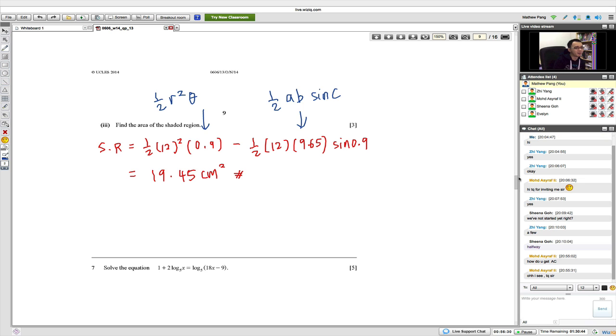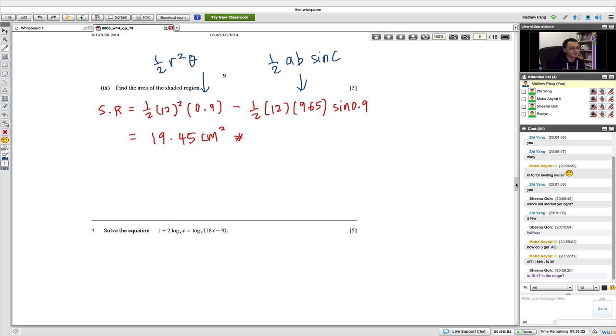So any problem for circular measure? Is 19.47 in the range? Okay, this one I have to check the marking scheme. The marking scheme says between 19.4 and 19.5. So 19.47 is in the range. Okay. Yeah, so I think 19.47 is correct.